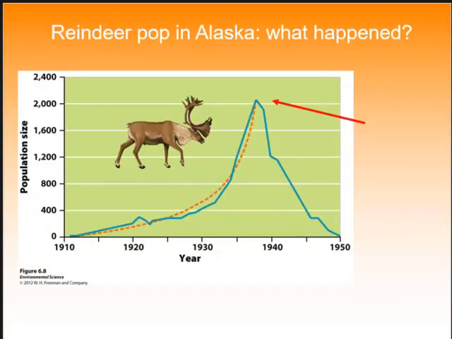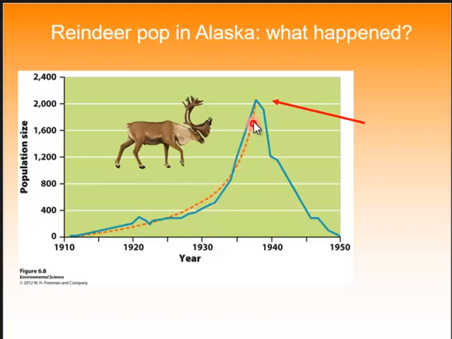Okay, this shows the growth and decline of a reindeer population. Humans introduced about 25 of these in Alaska in the early 1900s, and the population did really well. So they increased rapidly with a J-shaped curve. This is called exponential growth, J-shaped. They just had lots and lots of babies. The babies had lots of babies. They did really, really well.